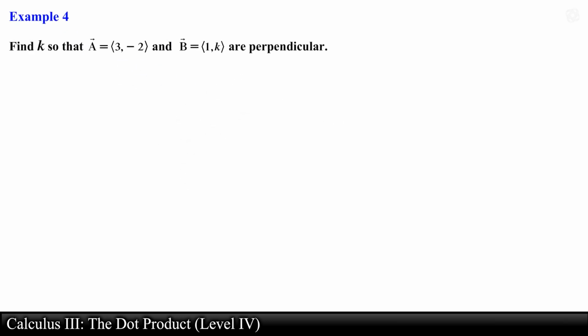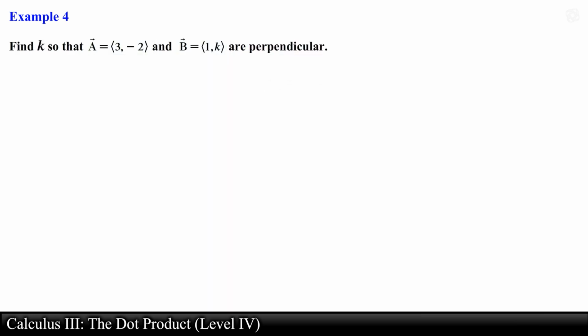Find k so that vector a and vector b are perpendicular. Okay, here we have two planar vectors, a and b. We're asked to determine the value of k that would make these two vectors perpendicular or orthogonal.